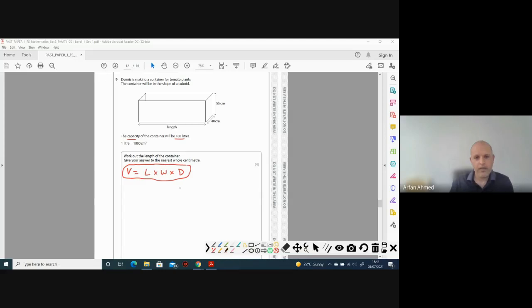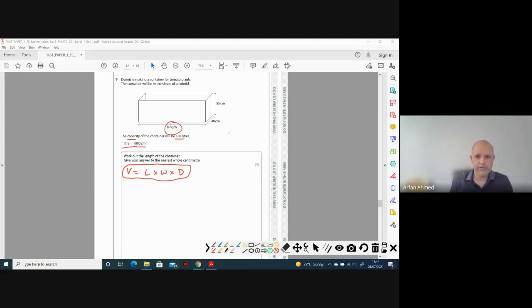So let's see what we have. We've got 180 liters. When we multiply these 3 together, we've got the length. Well, we don't know what the length is. That's what we're trying to work out. When you multiply it with those 2 other dimensions, you're going to get your answer in centimeter cubed. We've got a volume in liters, though. They've told you this for a reason here. We're going to have to change it to centimeter cubed ourselves.